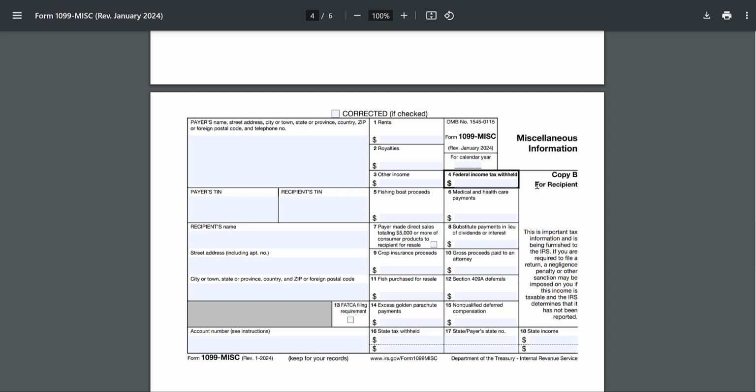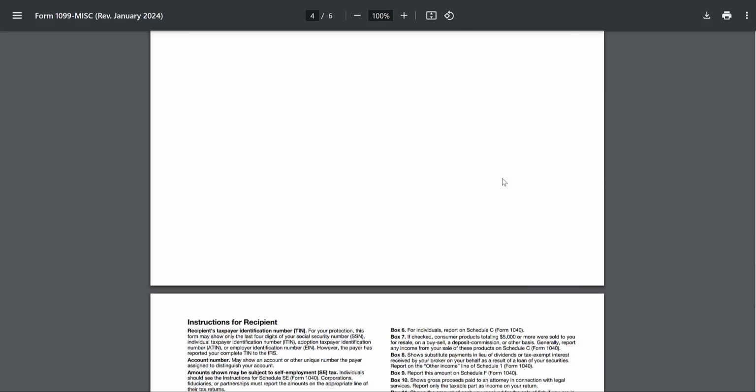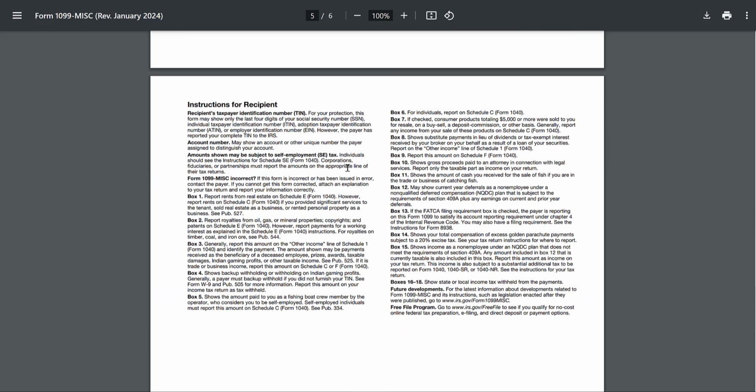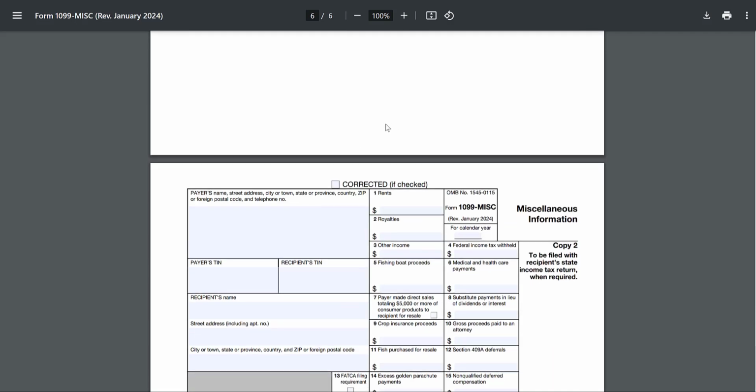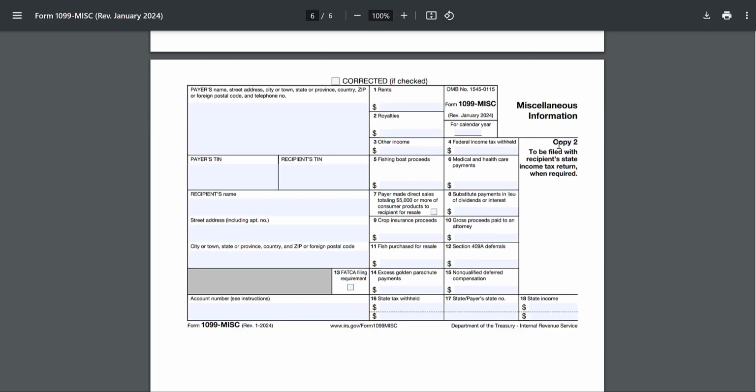Miscellaneous information, copy B for recipient. This gets sent to the actual person that you paid the funds to, okay? So this gets sent to the individual or the business that you paid. There's multiple copies in here for them, so they get that. They get this instructions for recipient, I like to include that in there so they know what they're even getting. And then you can put copy 2 in there. This is to be filed with the recipient's state income tax return when required, okay? So this is just like an extra bonus copy that you can send to the recipient so that they have multiple copies.